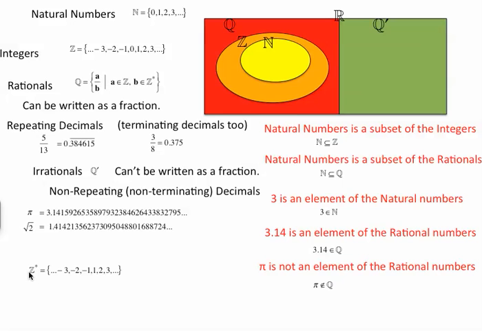The Z with a star means all the integers except 0, so from negative infinity all the way up to -1, then we skip over to +1, 2, 3, 4, 5, and so on. The little star means not 0, without a 0. Z with a little plus means all the positive integers, which are the natural numbers.